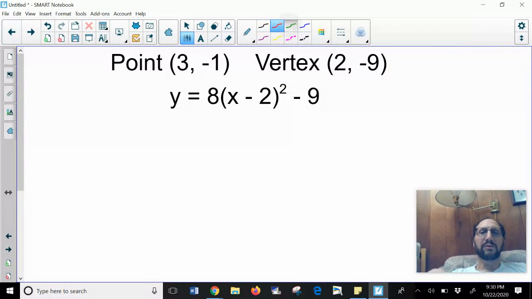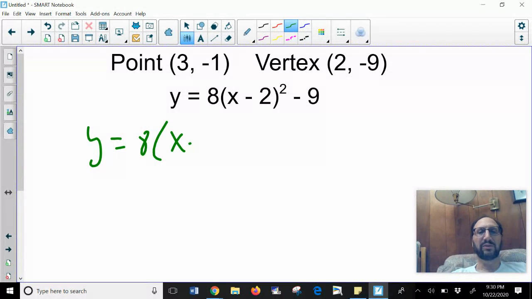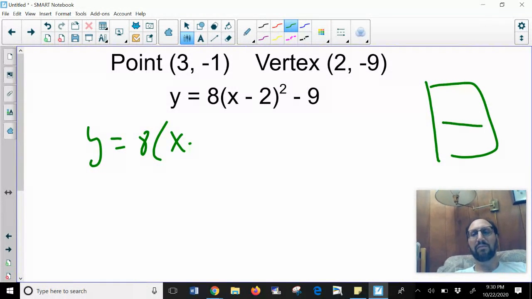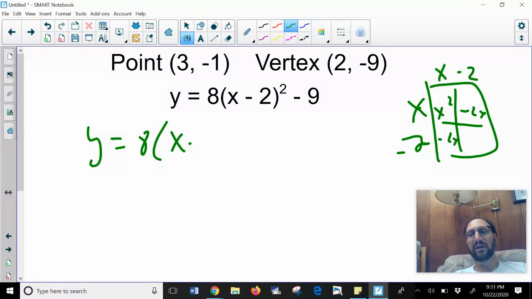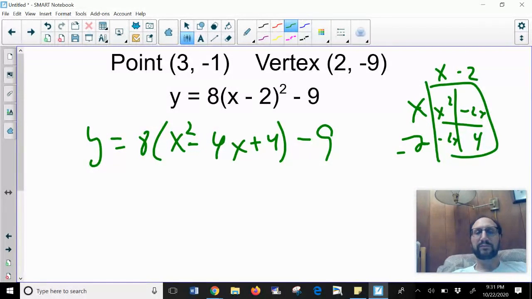So to be able to do this, we're going to multiply out x minus 2 times x minus 2. You could do it in a little box if you wanted to, or you could do it with FOIL if that's what you use for multiplying binomials. But in any case, x times x is x squared, -2 times x is -2, so forth. So we end up with x squared minus 4x plus 4 minus 9. So I've replaced this x minus 2 quantity squared with this x squared minus 4x plus 4.